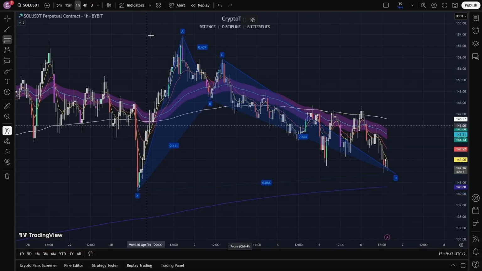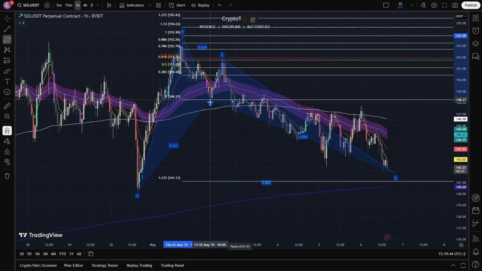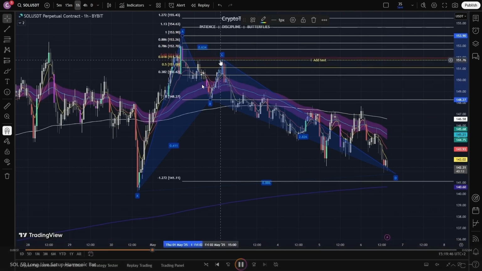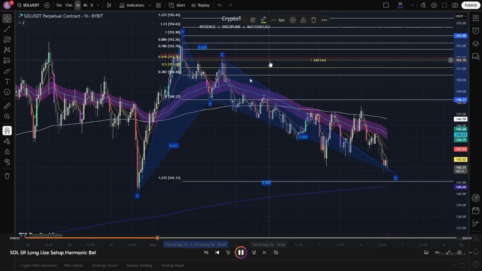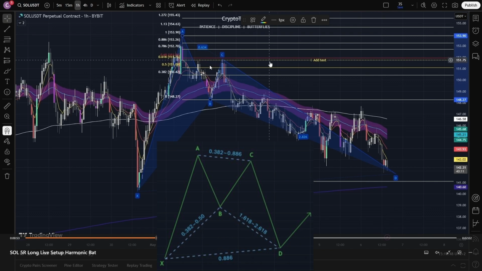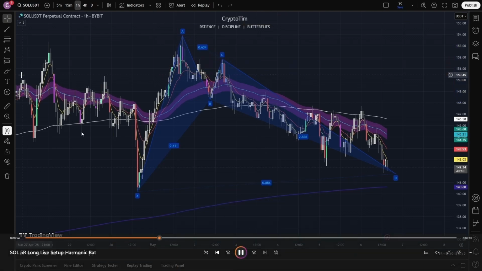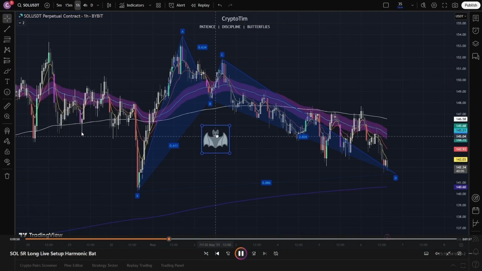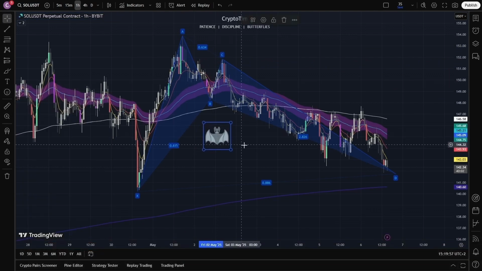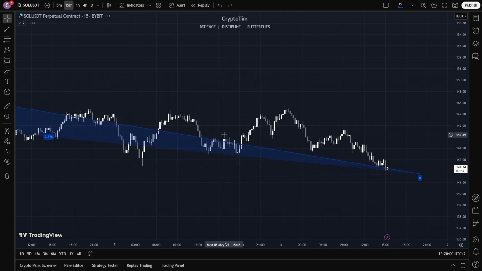Now we need to double check the C level. So the A and D level are fine, or A, B, and D level are fine. For the C level, for this bet pattern, it needs to be in between the 382 and the 886. So as we can see here, we're sitting nicely in between it. So this is a valid bet pattern, a valid harmonic setup on the 1-hour time frame.